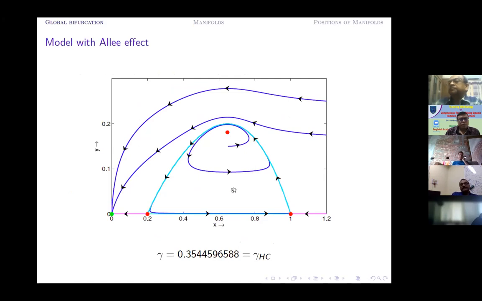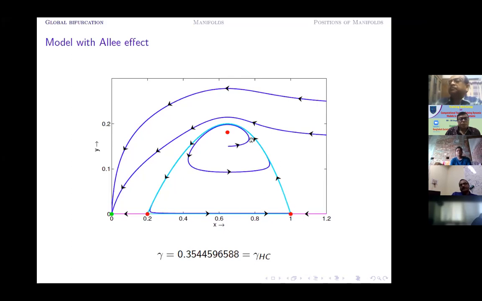So here you can see, once gamma is equal to this value, I will explain later how we have actually obtained this value. So once the value of gamma is this much, keeping other parameter values fixed at the previous level, what we have obtained, you can see there is a cyan color curve.